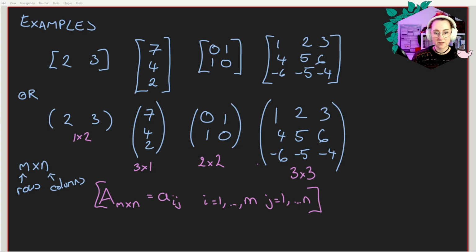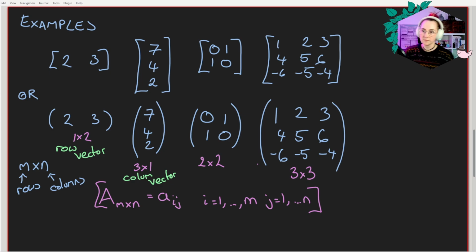One other thing to note is the 1 by 2 and the 3 by 1. This is what's called a row vector. And then perhaps unsurprisingly, the next one is called a column vector. The other two matrices that we have, when M is equal to N, so they're 2 by 2 or 3 by 3, these are what's called square matrices, because they have the same number of rows as the number of columns.